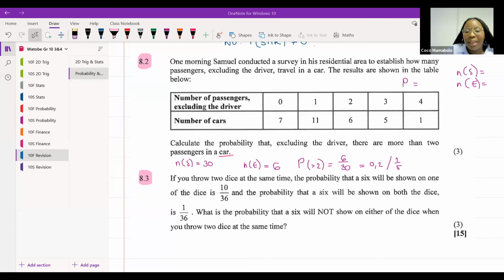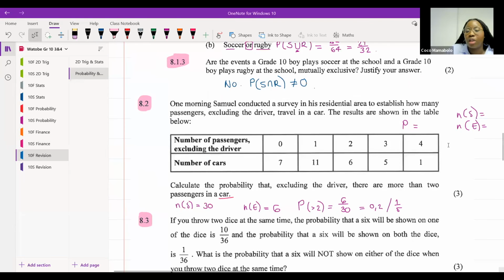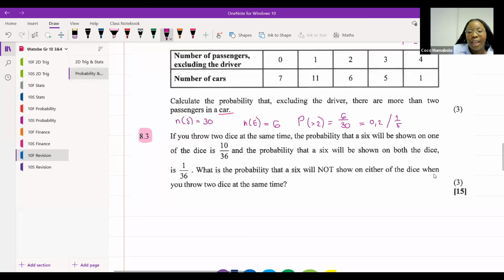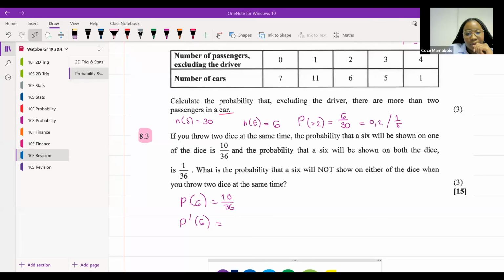All right, so if the probability of getting a 6 showing on one of the dice is 10/36, what is the probability of not getting a 6? If the probability of getting a 6 is 10 over 36, what is the probability of not getting a 6? Apiwe. Correct. But for those of you who are saying 26, it's not just 26. It is going to be.